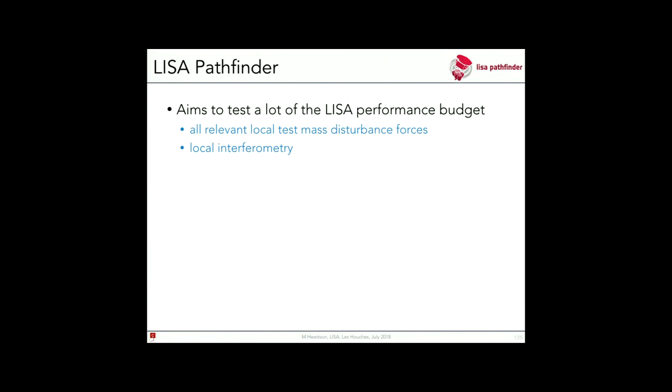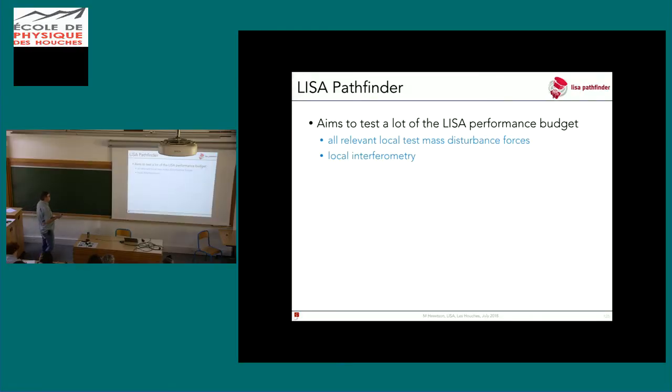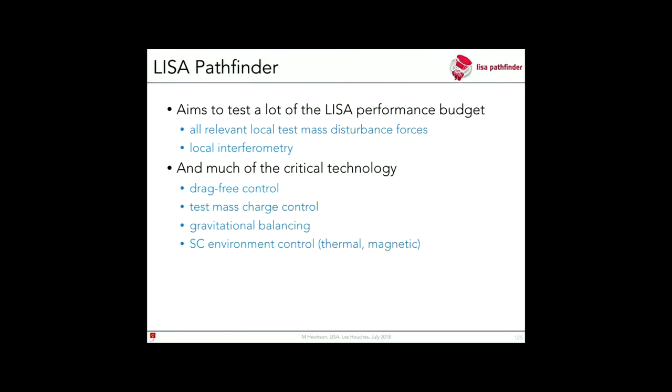Okay, so we test a lot of the LISA performance budget. We do actually test all the relevant local test mass disturbance forces. This is going to be exactly the same as the thing we fly in LISA. It's a slightly different environment, but nonetheless, it's extremely representative of what we did in LISA Pathfinder. To some extent, we also tested local interferometry in LISA Pathfinder. That's something that's never been done before. Interferometry between free-falling test masses, okay? So certainly not in space. So that's something also that's tested, even though the interferometry is slightly different, as we'll see. I'll describe that a bit later on.